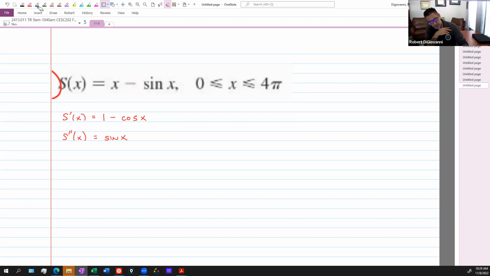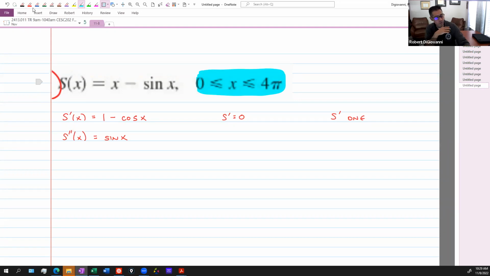Let's figure out where the function is going up and down. So I'm going to take my first derivative. Where's the first derivative 0? Where does it not exist? By the way, did y'all notice that they gave you a domain restriction to start the problem? Y'all see that? 0 to 4 pi. They restricted the domain to start.